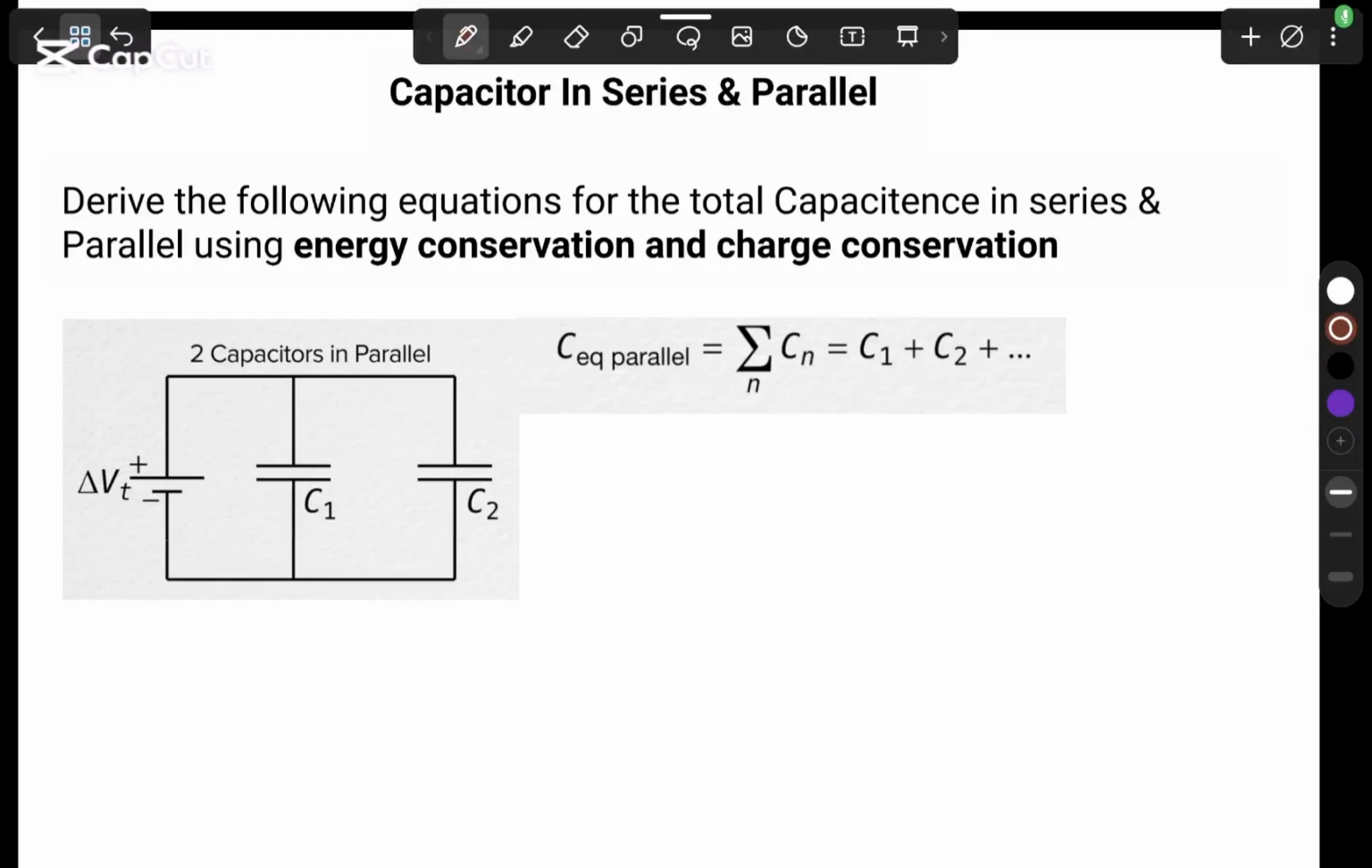Okay, so we're going to be talking about capacitors in series and parallel. We're going to be deriving equations for the total capacitance in series and parallel using energy conservation and charge conservation. You can also say Kirchhoff's voltage law and current law, so we're going to be applying those.